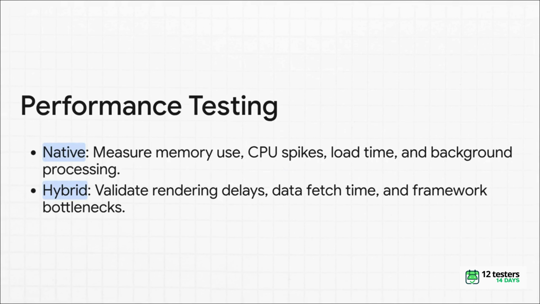So the thing to realize is you're looking for totally different kinds of problems. For a native app, you're hunting for things like memory leaks or big CPU spikes. But for a hybrid app, the slowness is usually coming from those extra layers. Stuff like delays in rendering the view, how long it takes to fetch data, or bottlenecks inside the framework itself. You have to test for these specific hybrid problems.